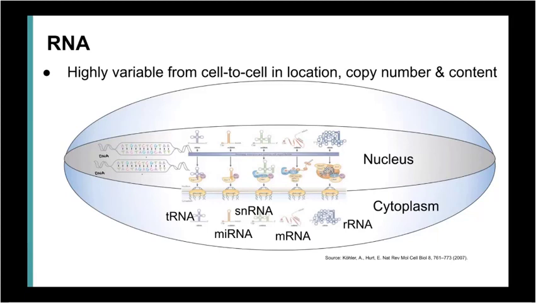But one of the advantages is that in that central dogma, RNA is one step closer to the phenotype. But we have to keep in mind the complexities and the variability of RNA from cell to cell in order to properly interpret the results from RNA assays.